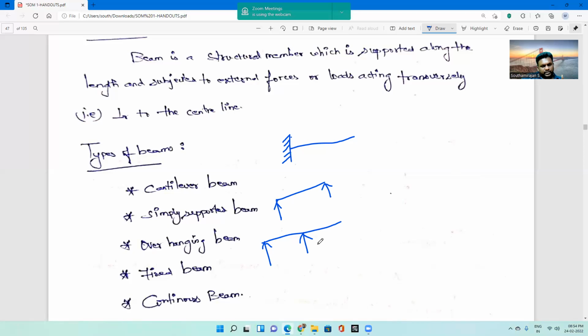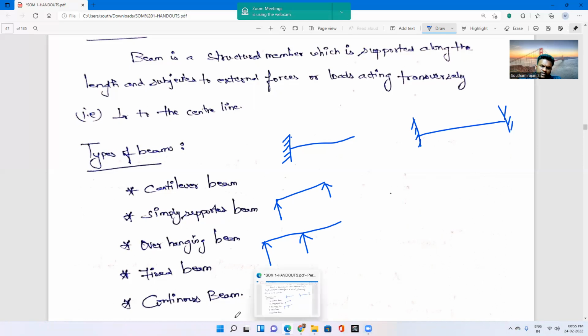So that type of free support will be represented as a double side overhanging beam. Next will be the fixed beam. A fixed beam is one where both ends of the beam are supported in a fixed nature.